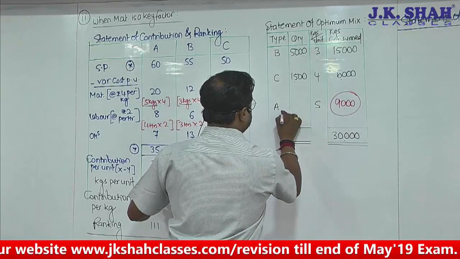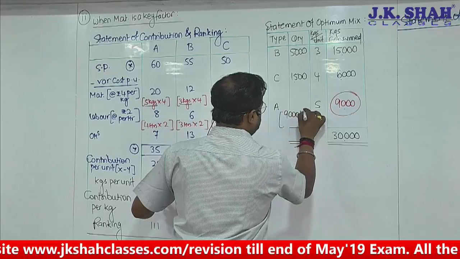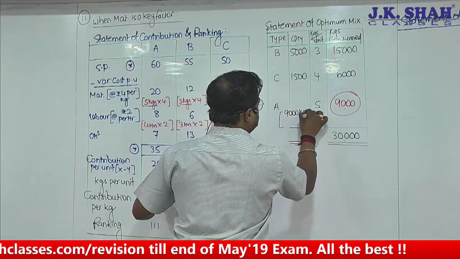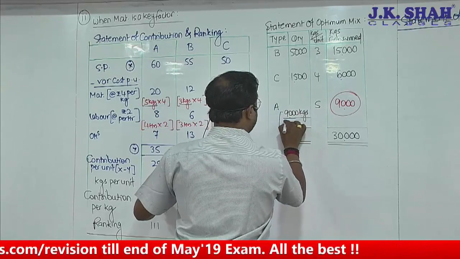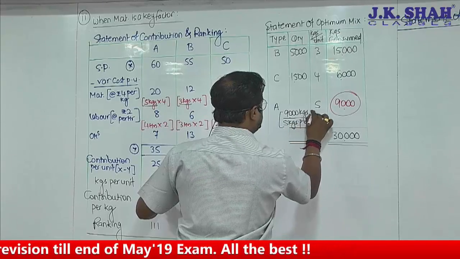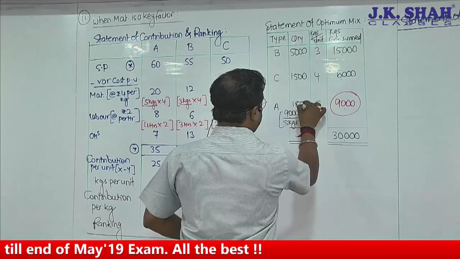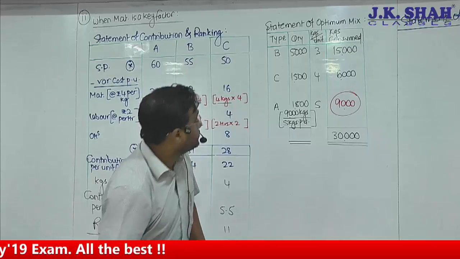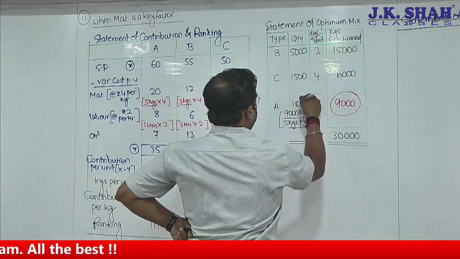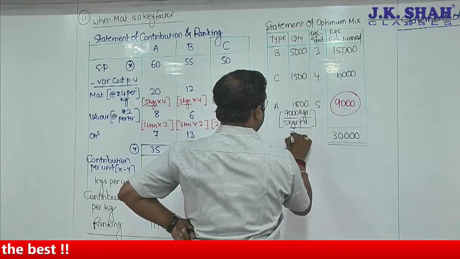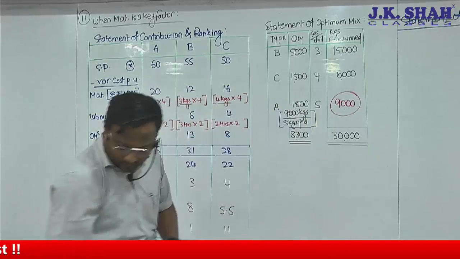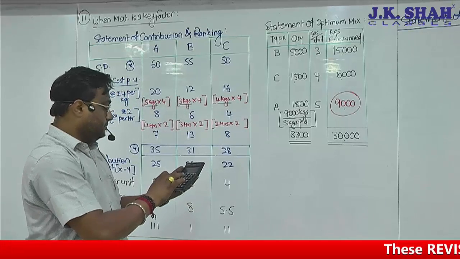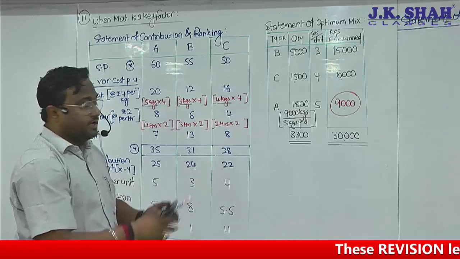Kgs information is available. So 9,000 kgs divided by 5 kgs per unit. This will give me 1800. So I will not produce and sell all 4,000 units. I will be restricted to 1800, 33 and 5, 83. So 5,000 of B, 1,500 of C, 1,800 of A, 8,300.